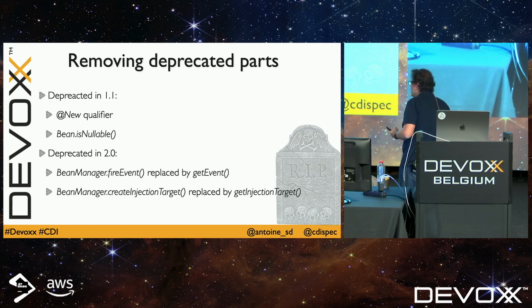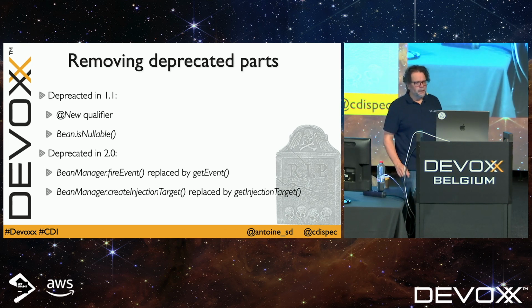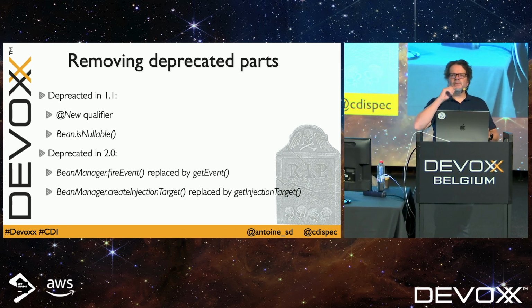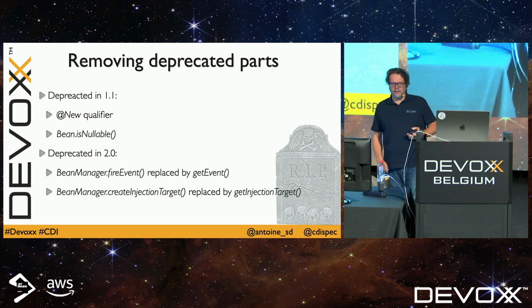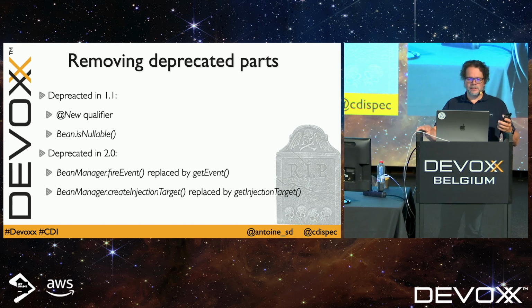Bean.isNullable: I don't think I ever used this feature. It was a way to say, true or false, whether your bean could create an instance that could be null. And I think in the spec it's not very clear, but it's not something that we'd like to see, and it was deprecated very early in the spec and was removed with 4.0.